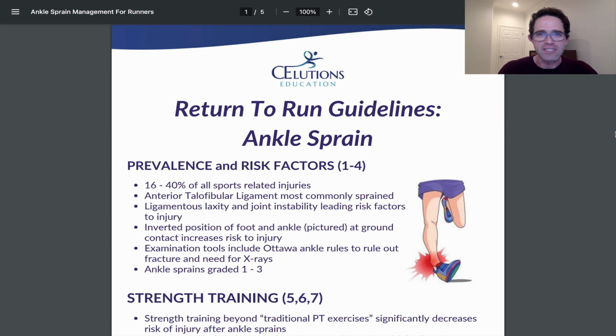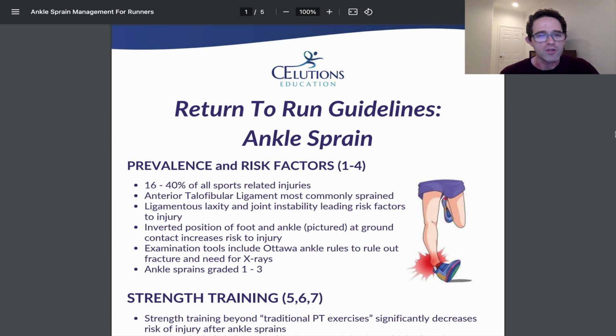I have a really interesting resource I wanted to share with you, and that is the Return to Run Guidelines for an Ankle Sprain. Now, this is an evidence-based guide that's going to help you take those runners that had an ankle sprain and get them all the way back to running. It's everything you need to know.